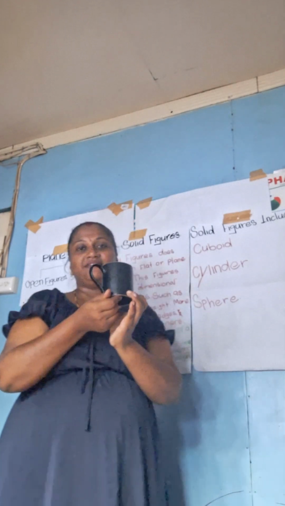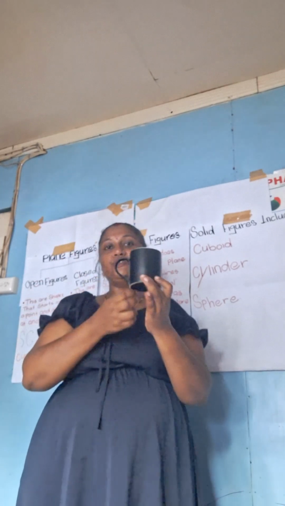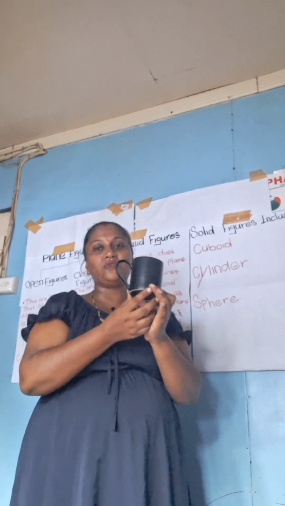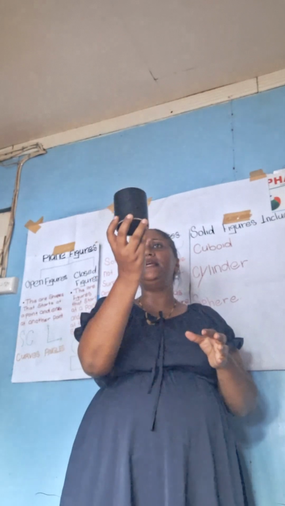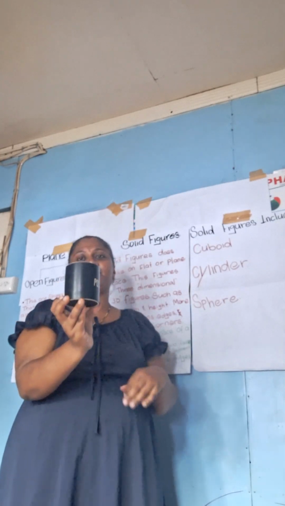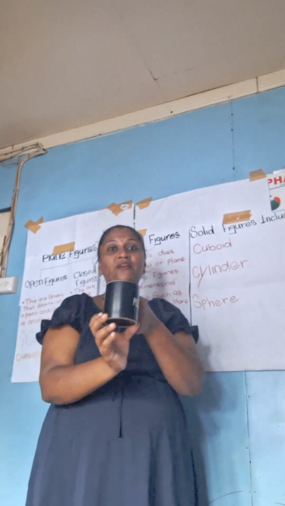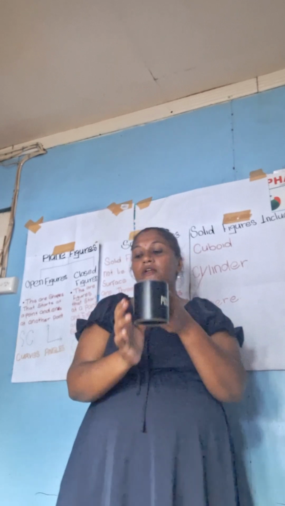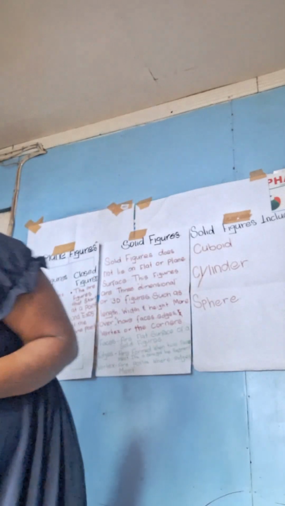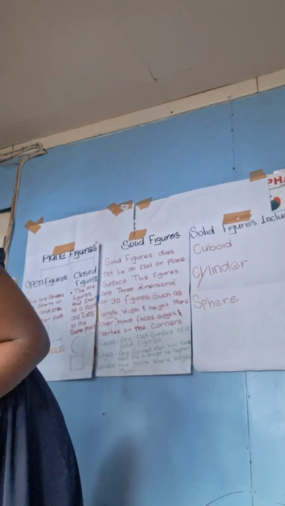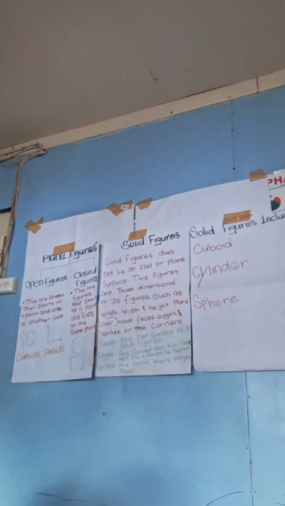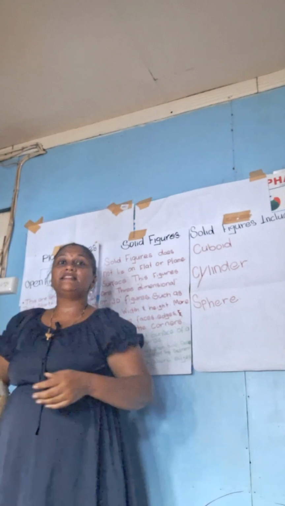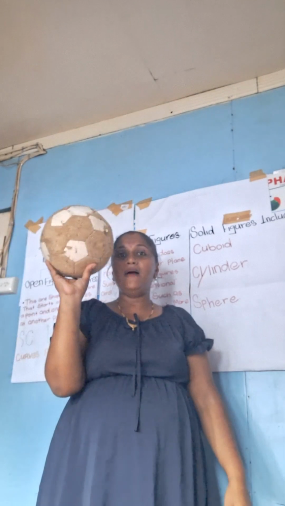How many edges? 2. 1 and 2. Right? 2 edges. How many vertices or corners? You can't find any corners or vertices. So there is none. Right. Moving further on, we'll look at the sphere. The example of a sphere is a bowl.